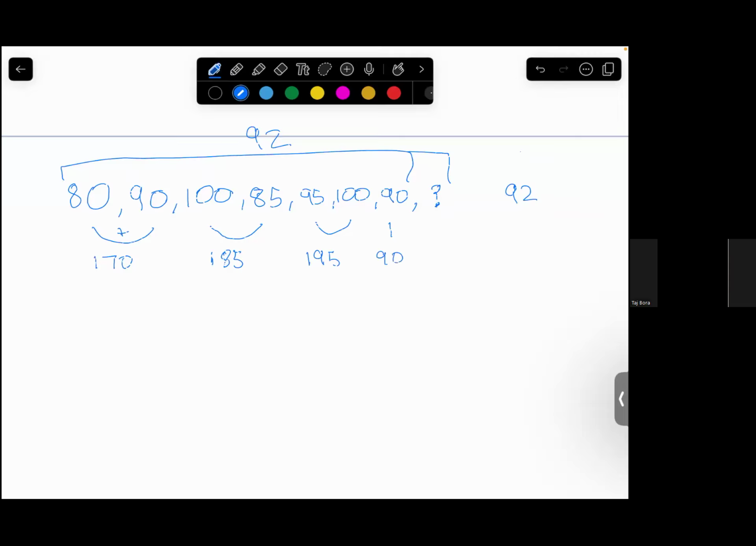So let's add again, and it is okay to do each problem separately. So 185 plus 170 would be, make sure you carry the 1, 355. Make sure you're doing this at the same time as me, so you understand thoroughly. Then 195 plus 90 is 285.